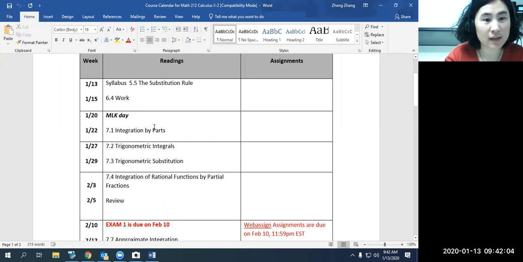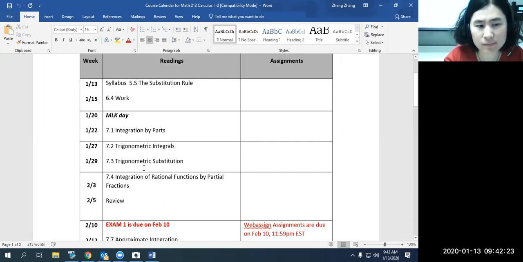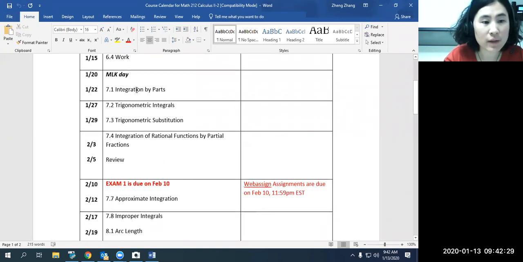So if we look at the course calendar, you will see that today we'll go over the syllabus and also do section 5.5, the substitution rule. On Wednesday, we'll do section 6.4, work, okay? So these two sections are kind of independent sections before chapter 7, okay? Next Monday, there's no class, okay? We don't have class, okay? So starting next Wednesday, we'll start to learn chapter 7, okay?